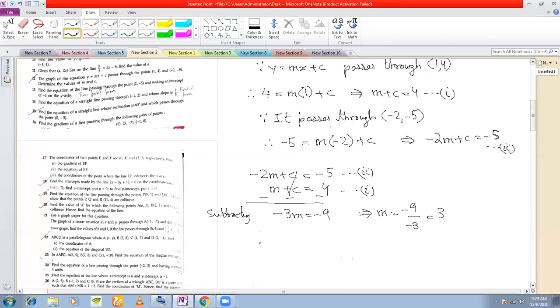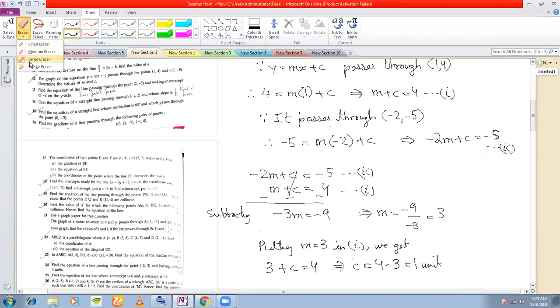Now how to determine c? Put it in any of the equations. Putting m = 3 in equation 1, that means c is 4 - 3 = 1 unit. c is the y-intercept, that is why you have written 1 unit. That was an easy problem. Let us now move on to number 15, the last problem for today.